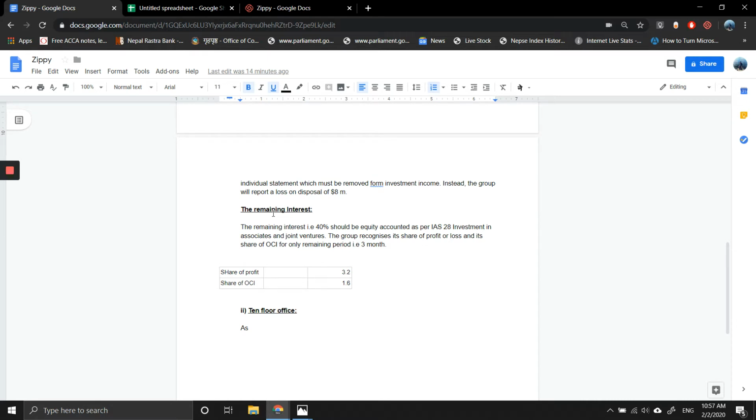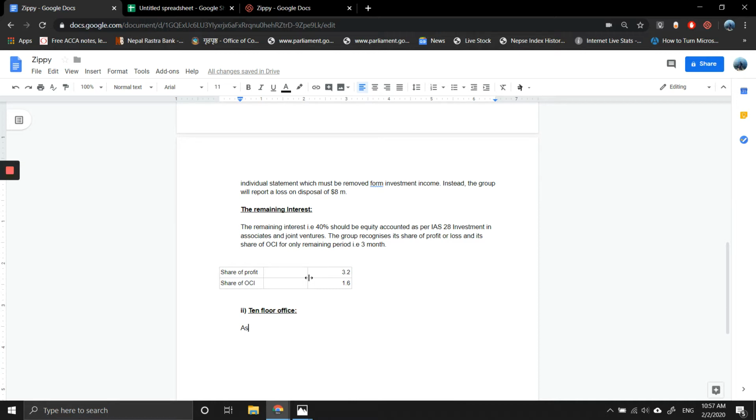What we will do is use IAS 28, the equity accounting method, okay? In this method, we will only recognize share of profit for the next 3 months, okay? So it's basically 32 into 3 by 12 into 40%, okay? In the OCI case as well, we'll do the same thing, only for 3 months and for our 40% holding only, okay? So I'll put up a link for this Google Docs as well, so that you can download it later on and have a look.